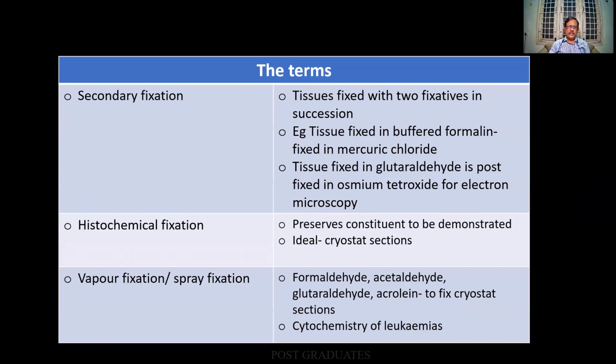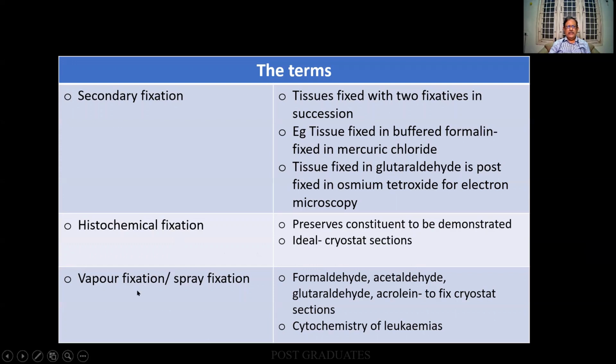So there is something called a secondary fixation or post fixation. After the fixation is done, there is a second fixative that is over there, and it makes a corresponding alteration. For example, fixed in glutaraldehyde is post-fixed in osmium tetroxide for electron microscopy. Histochemical fixation. It preserves the constituents to be demonstrated. Ideally, we'll have to do a cryostat so that it bypasses all the chemicals of insult.